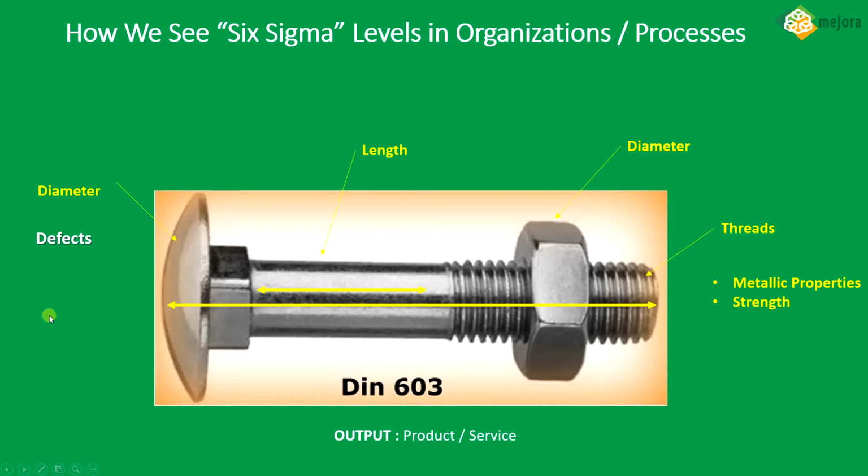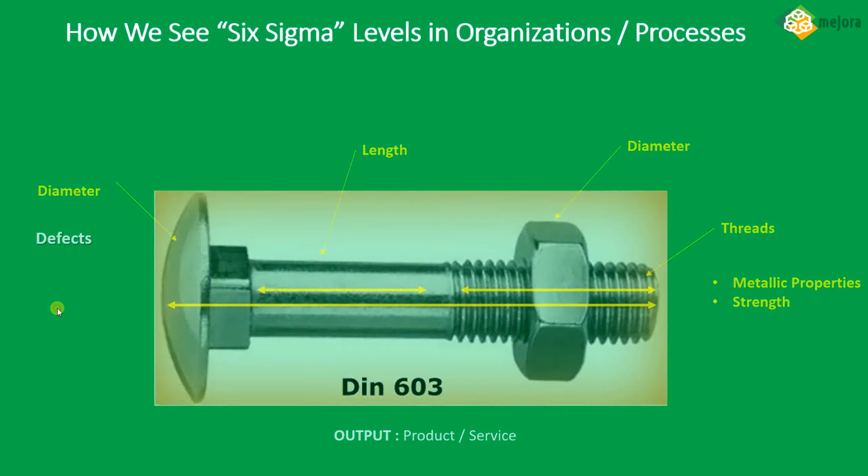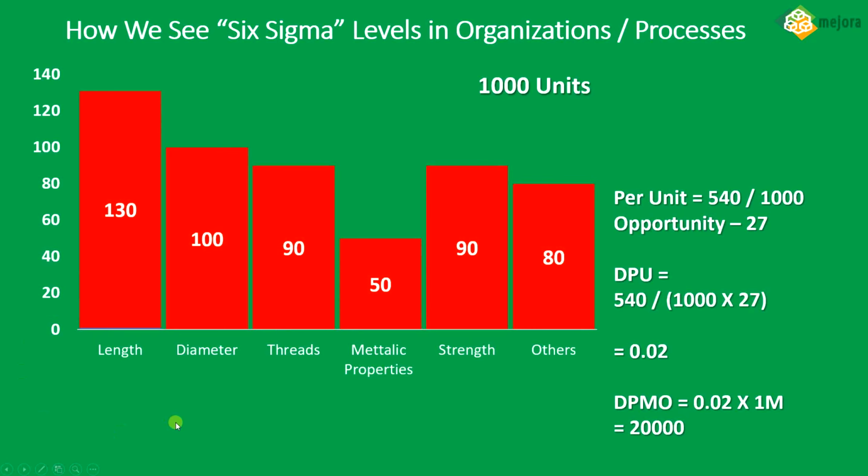A defect can also be termed as something which the customer does not want, or something which is beyond customer requirement. Now let's go a little more in depth and try to understand this. Say 1000 units of the same bolt were taken, and we found 130 bolts which were not correct in terms of the length, either minus or plus 1 centimeter or 1 millimeter. For the diameter also, about 100 bolts were not perfect as per customer requirement. There are 90 for which the thread was not perfect, not the way the customer wanted.